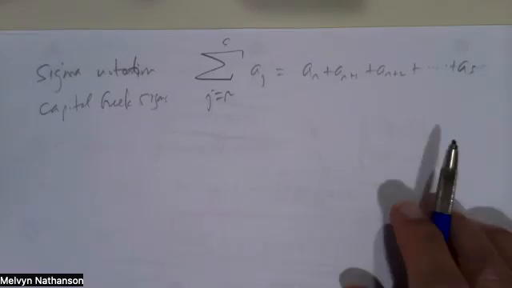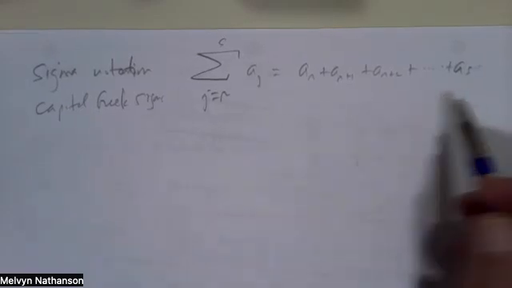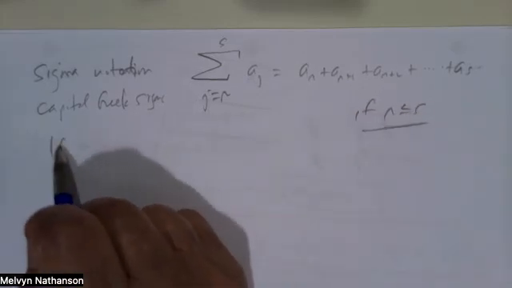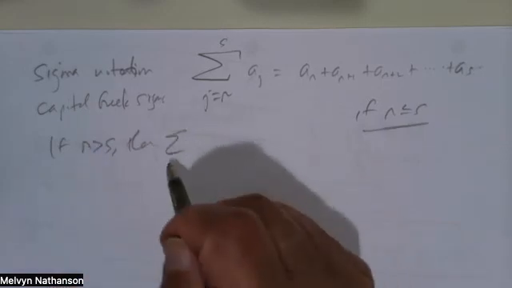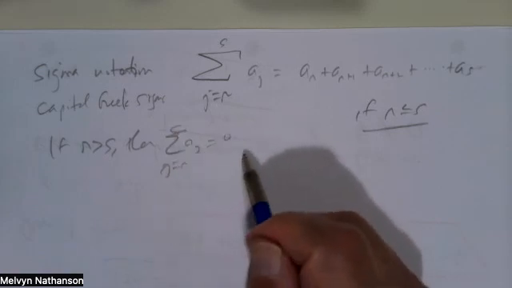Is there a question about this? And this only makes sense if r is less than or equal to s. And if r were greater than s, then there's nothing to sum, so we would say the sum is 0.